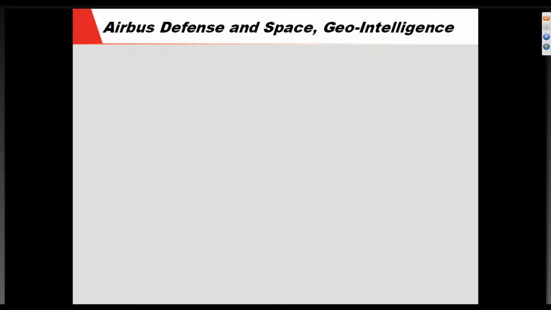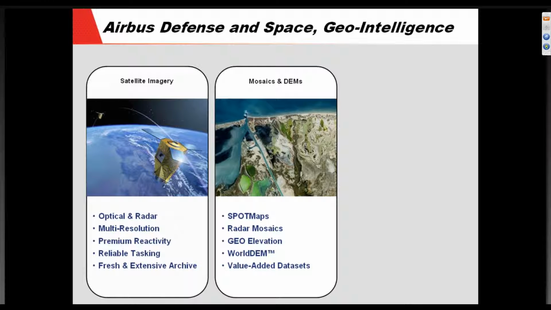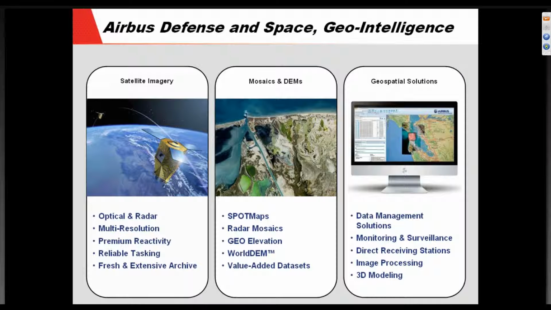Our core competencies include satellite imagery, tasking and archive data, advanced image processing of orthomosaics and digital elevation models, as well as management of big geospatial data, providing data management services and image processing capabilities, supporting monitoring and surveillance services, and operating 40 direct receiving stations around the world. But today, we are talking about the unique data set of WorldDEM.